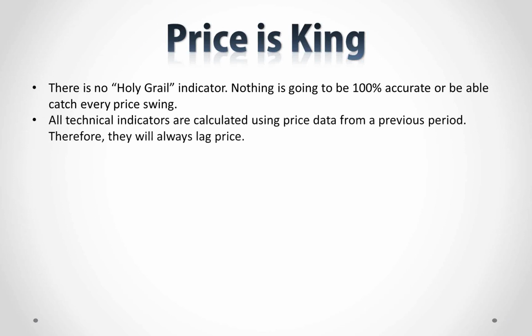And the reason for this is because all technical indicators are calculated using price data from previous periods. So they're always going to be lagging price. It's like driving while looking through the rear view mirror, driving backwards. You're not going to be able to forecast the future based on past data with 100% accuracy.